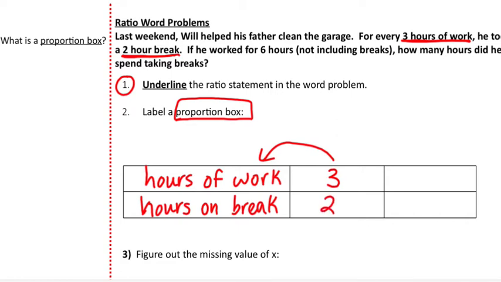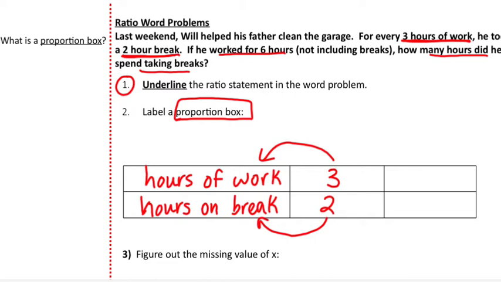The 2 is going to go with hours on break, because going back to the ratio statement, it says 2-hour break. So those numbers and those words should match up. Next, it says if he worked for 6 hours, how many hours did he spend taking breaks? Notice how I'm underlining that key information.